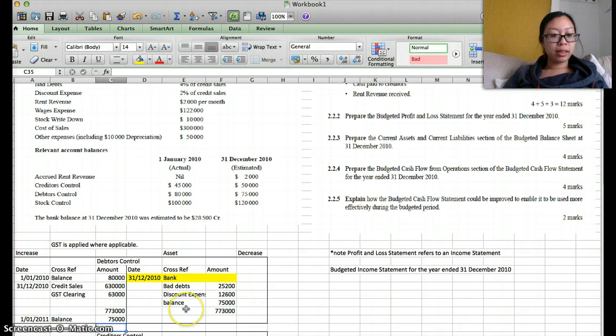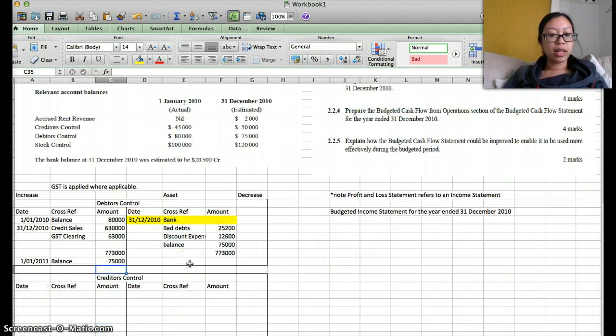And that's done. So for 4 marks, it would probably be 1 mark for the balance, the credit sales and GST would be 1 mark, the bad debts is 1 mark, and the discount expense is 1 mark. All right, let's do the creditors control.